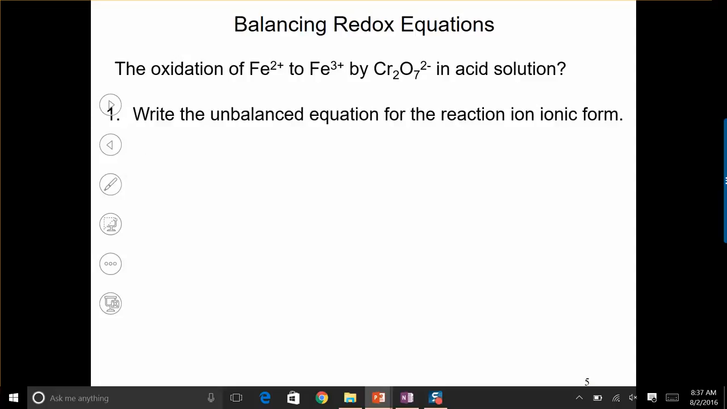So first we write the unbalanced equation. So this would be the unbalanced equation. Iron 2 plus plus dichromate gives me iron 3 plus and chromium 3 plus. Okay? And we want to balance this in acid solution.